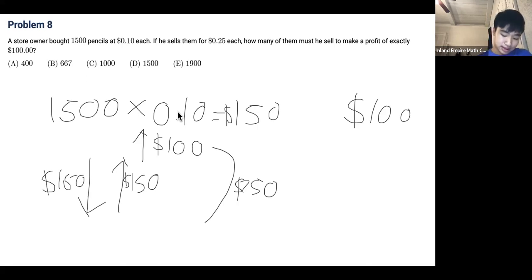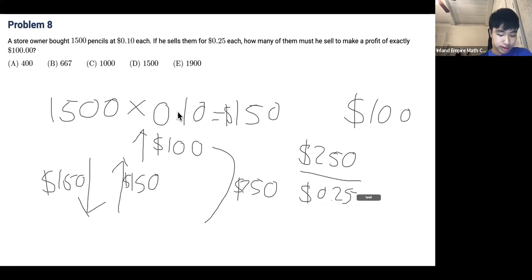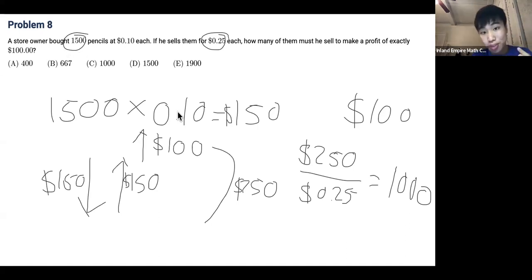So, well, if he needs to sell $250 worth, we just simply divide that by 0.25, which is the amount of money that he gets from selling one pencil. And if we divide that, what we'll get is 1,000 pencils. So he needs to sell 1,000 pencils out of his 1,500 pencils to both recoup the money that he spent to buy his pencils, and make $100 additional dollars. As such, the answer is in fact C, $1,000.